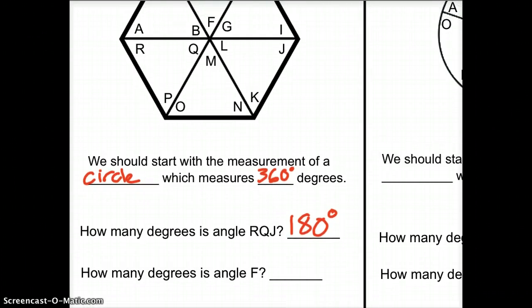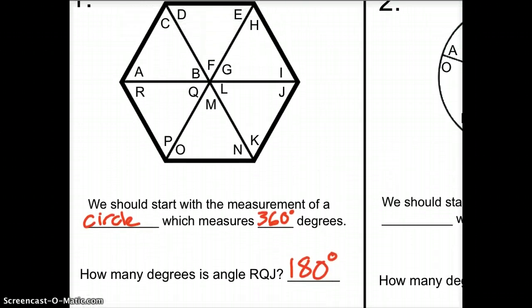The next problem says, how many degrees is angle F? So I'm going to find angle F. Here's angle F. Now, I don't see any right angles that it might be a part of, but I found out earlier that this was a straight line, and angle F looks like it's 1/3 of a straight line. So to find that out, I can do 180 degrees divided by 3, because there's 180 degrees in a straight line and 3 equal parts.